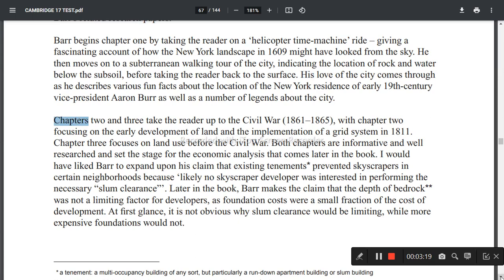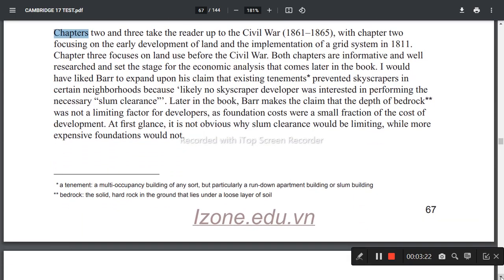Chapters 2 and 3 take the reader up to the Civil War, 1861 to 1865, with Chapter 2 focusing on the early development of land and the implementation of a grid system in 1811. Chapter 3 focuses on land use before the Civil War. Both chapters are informative and well researched and set the stage for the economic analysis that comes later in the book.